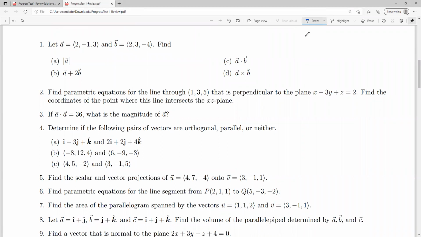Question one, just your basic operations you perform on vectors. We have the magnitude of A, which is just the square root of each of these components squared. So 2 squared plus negative 1 squared plus 3 squared. That becomes the square root of 4 plus 1 plus 9, which simplifies to the square root of 14. That's your answer there. For B, we have adding two vectors as well as scaling a vector by a constant.